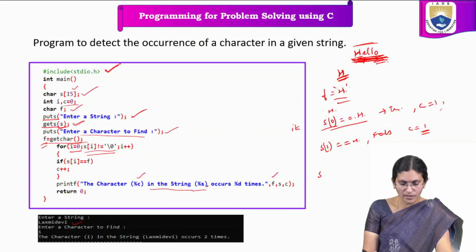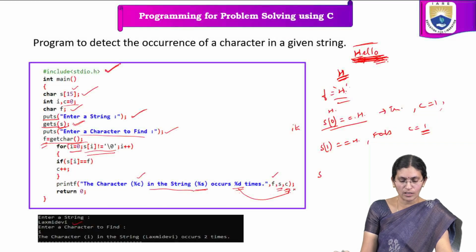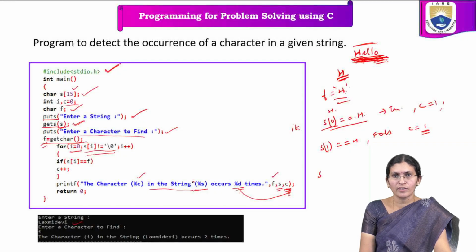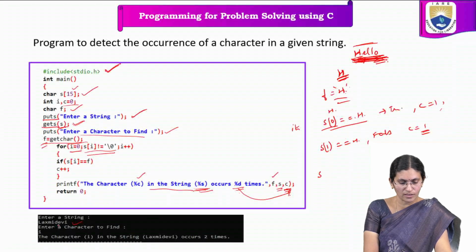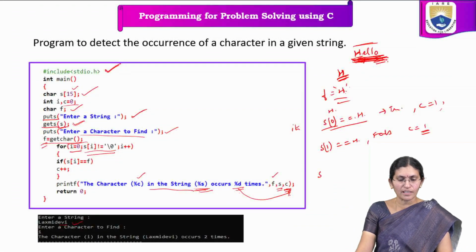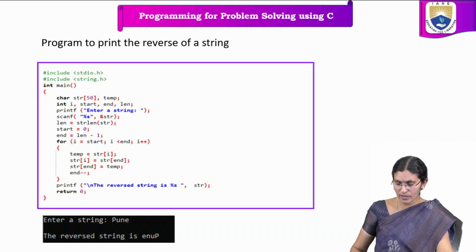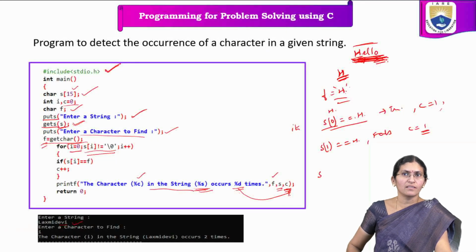So in the string, percentage s is the format specifier corresponding to the string, and percentage d is the format specifier corresponding to this variable, this value. So c has a value 2 here. Why? Because i occurs 2 times here. So therefore the output of this program is the character i occurs 2 times in the string entered by the user. So in this way we can write the program to find a given character in the string.